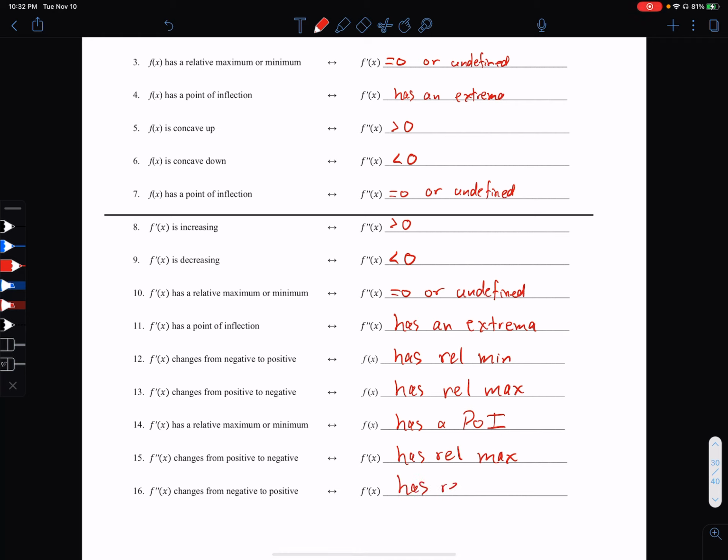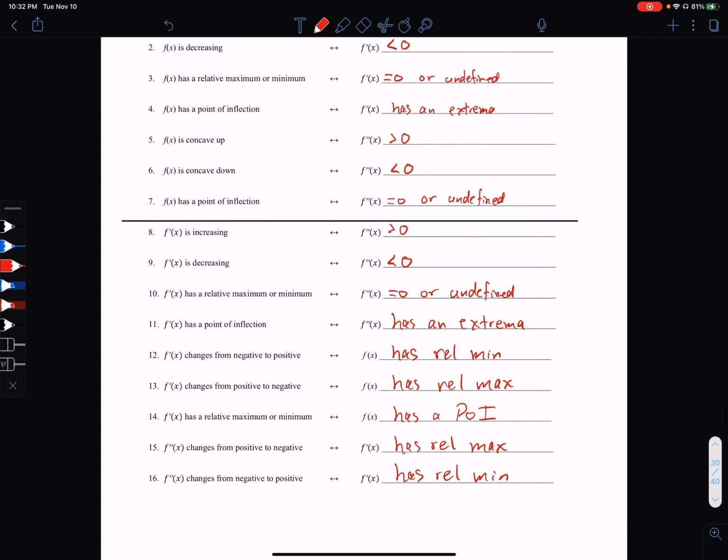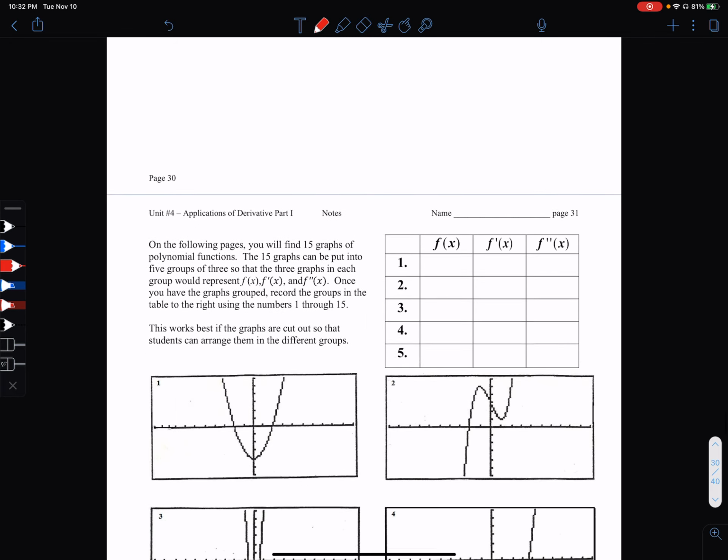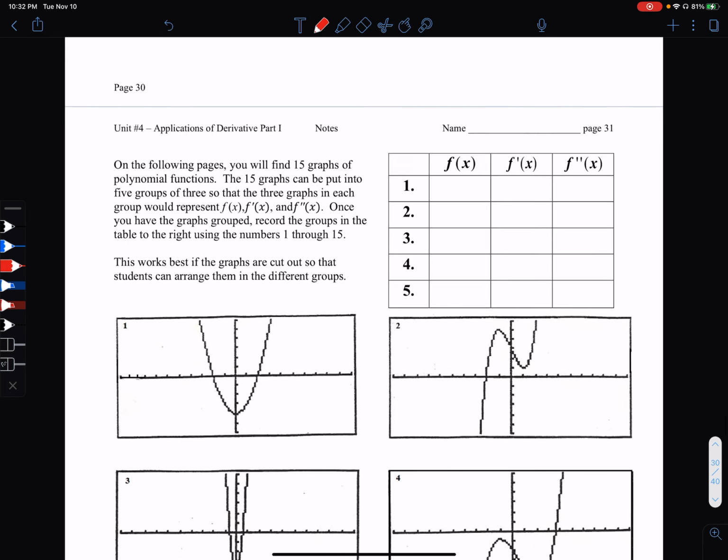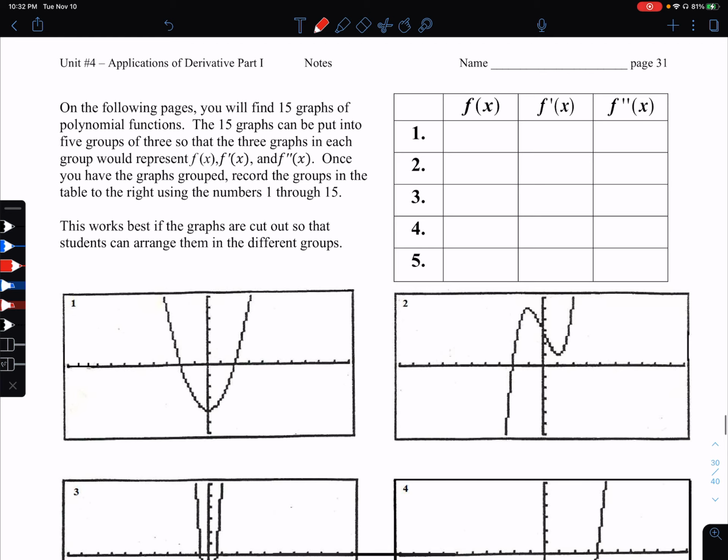Look, it's only 16 scenarios. Here's what I'd like you to do. I'd like you to stop watching this, and see if you can complete this activity. On the following pages, you will find 15 graphs of polynomial functions. The 15 graphs can be put into 5 groups of 3, so that the 3 graphs in each group would represent f, f prime, and f double prime. Once you've graphed the groups, record the groups in the table to the right using the numbers 1 through 15.